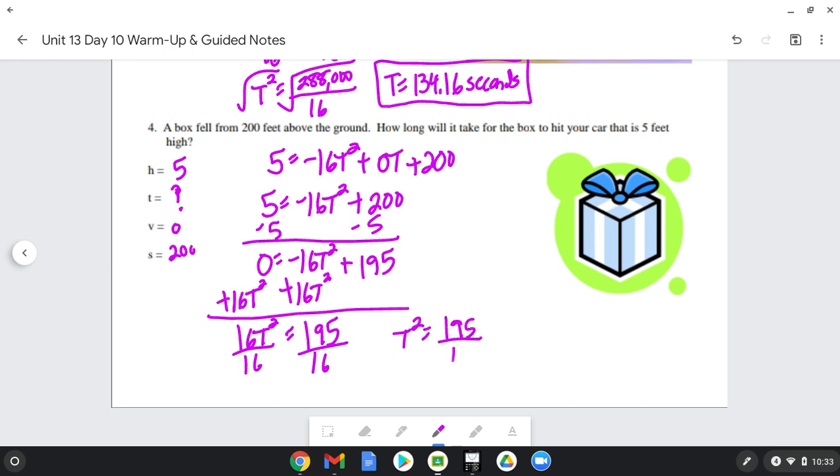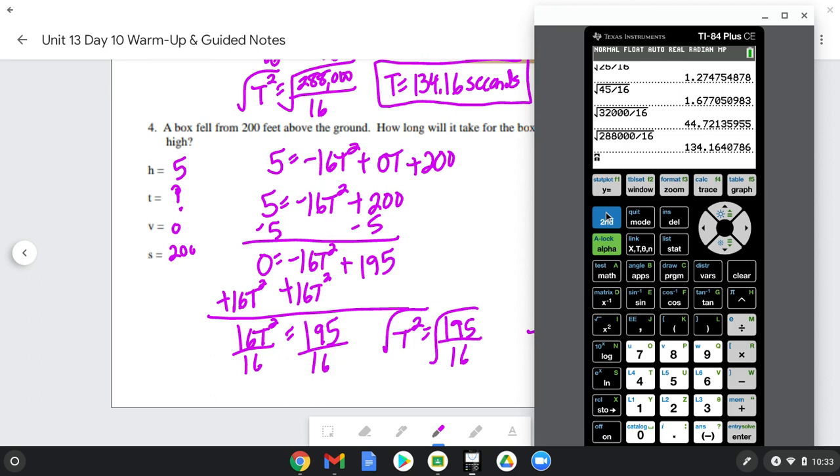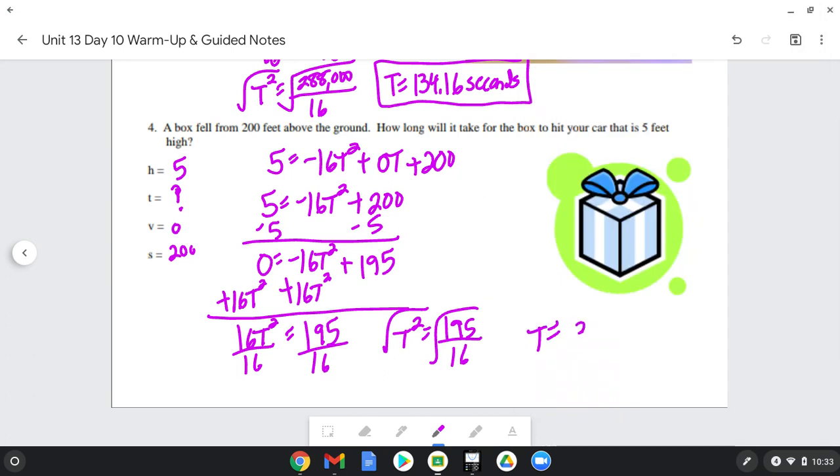of both sides. We'd put in 195 divided by 16, and we're going to get some answer out for my number of seconds. So let's see, second square root, 195 divided by 16. 3.49. So that'd be 3.49 seconds. And that'd be your answer for that one.